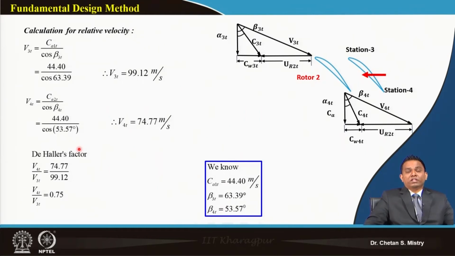Now as we have discussed, we are looking for our relative velocity ratio or de Haller's factor. So we will be calculating my V3 at the tip and my V4 at the tip, and that is coming 99.12 meter per second, and V4 is coming 74.77. Okay. If you keep an eye on these numbers, you will realize my V3 is coming higher, my V4 is coming lower, and that gives me my relative velocity ratio as 0.75.